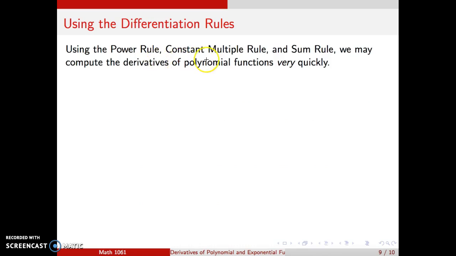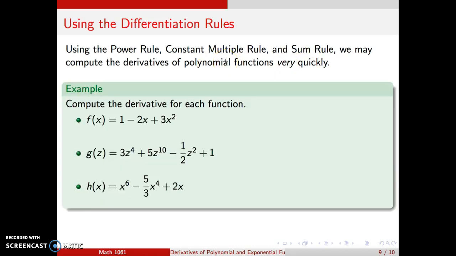So if you have the power rule, constant multiple rule, and the sum rule, you combine those all together, and all of a sudden we have a big class of functions we can find derivatives of. Namely, polynomials would be in that group, because a polynomial is just what's called a linear combination of power terms, which just means it's a sum of multiples of power terms. So we could do something like these very, very quickly.